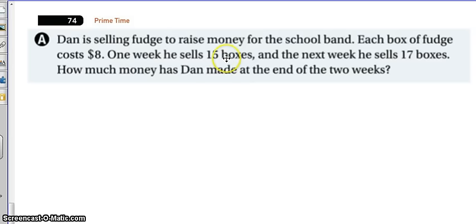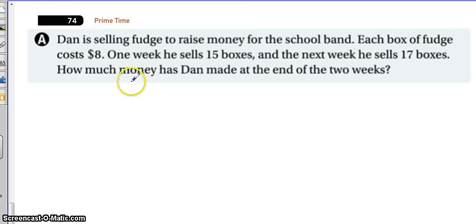Problem A says that Dan is selling fudge to raise money for the school band. Each box of fudge costs $8. One week he sells 15 boxes. The next week he sells 17 boxes. How much money has Dan made at the end of the 2 weeks? Well, this problem can be done a couple of different ways. So in my short amount of time with you today, I'm only going to focus on one of those ways.